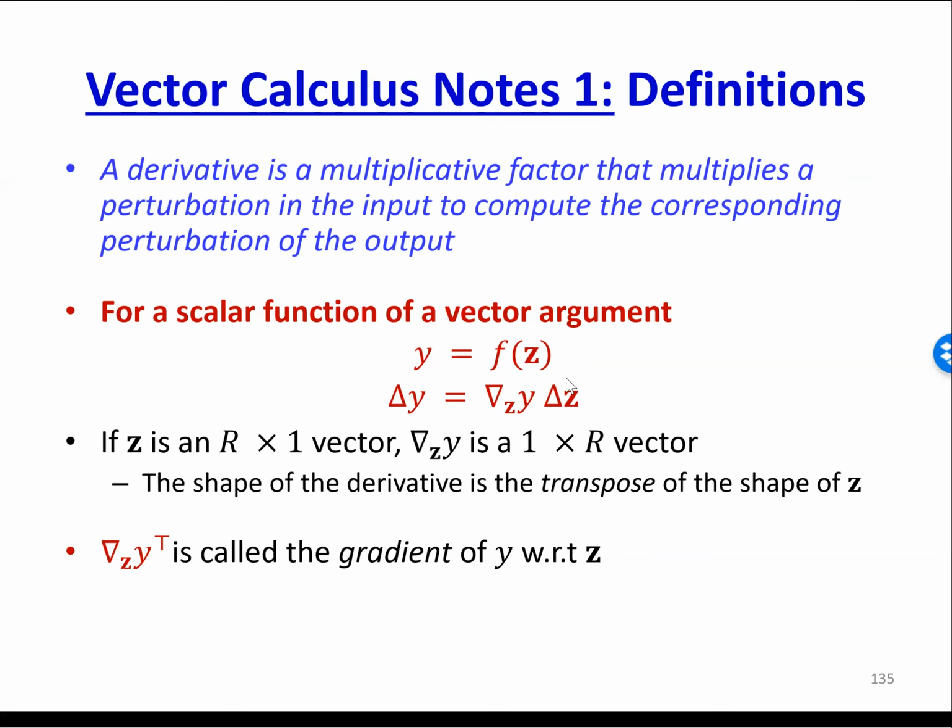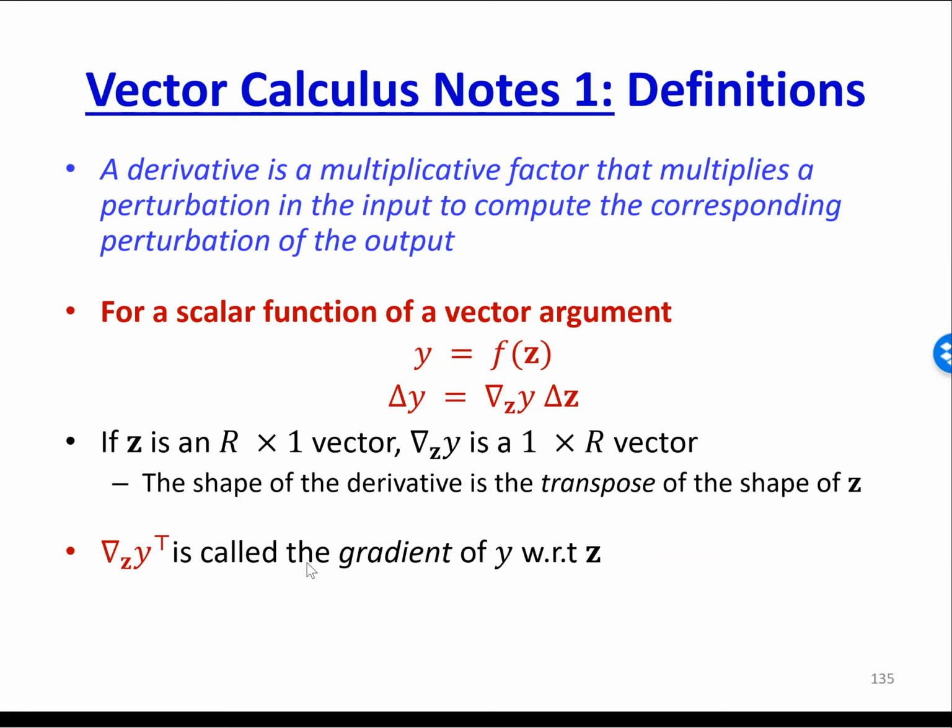Now, if z is a column vector, what's delta z, guys? Column vector of the same size as z, right? And if y is a scalar, what is delta y? A scalar. And so if I'm multiplying a column vector by something to get a scalar, what will this term be? It's going to be a row vector of the same length as z, right? So it's going to be the dimensionality of the transpose of z.